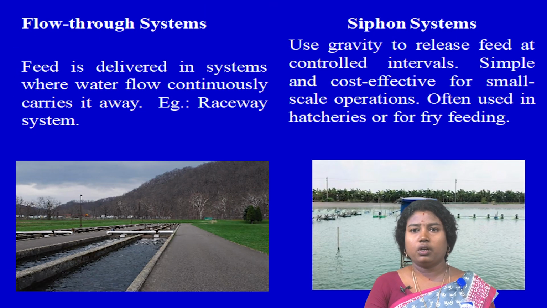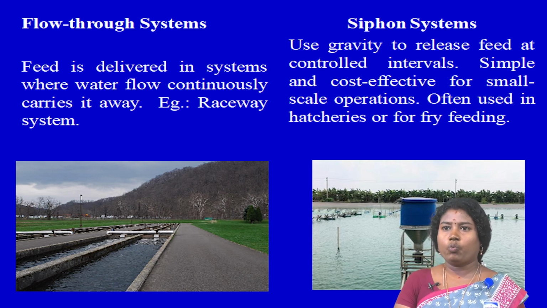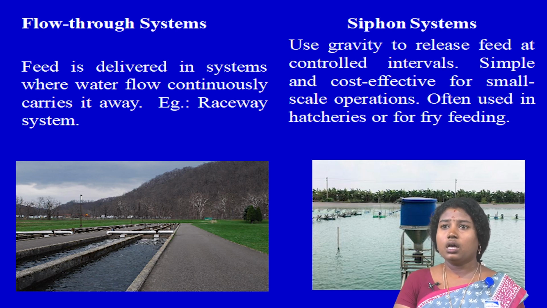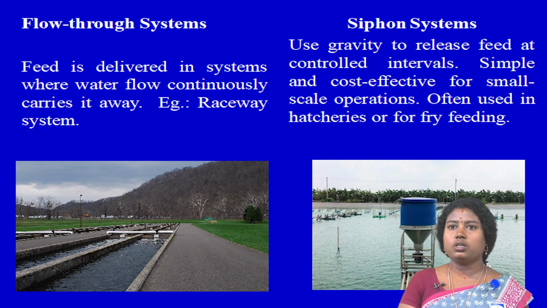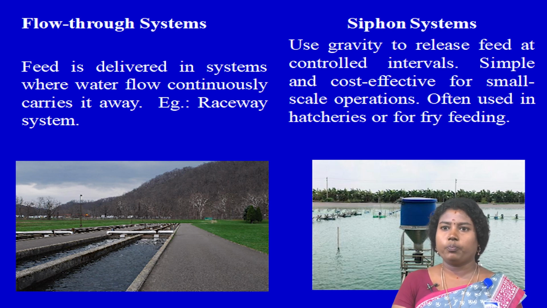Flow-through systems: feed is delivered in systems where water flow continuously carries it away. Example, raceway system. This method is less expensive, and one of the major issues in this is that if not properly managed, there will be a loss of feed which will be washed away with water.